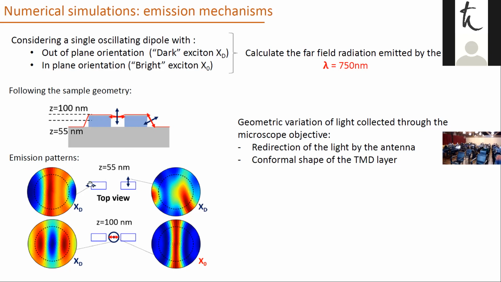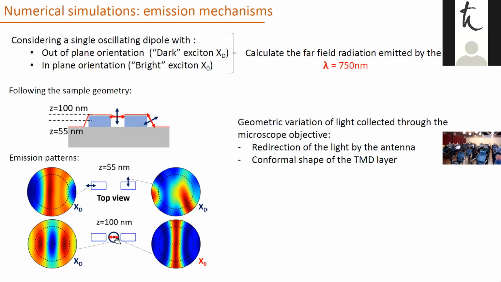So what we see is that if we put the dark exciton dipole at the edge of the structure, most of the light emitted by this dipole will be redirected by the antenna toward the top and captured by our experimental setup. But if we do the same thing at the other edge, on the side, we see that it's much less efficient. So that explains why this dark exciton exaltation will only appear on the top edge here and here of this antenna, and not on the side.